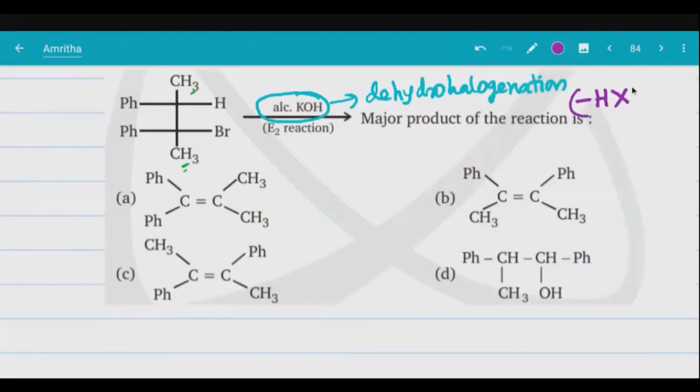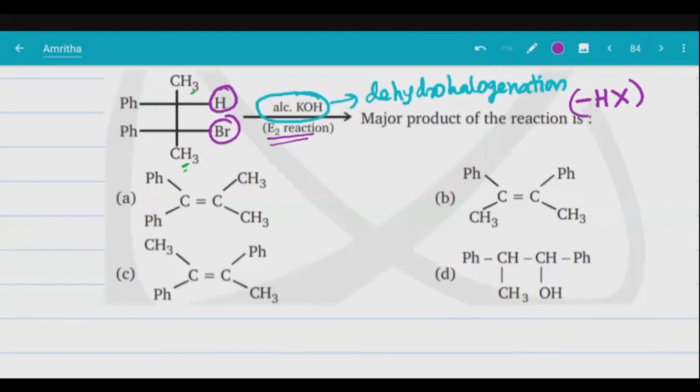minus H and X. So are H and Br on the same side or opposite side? Can anybody tell me? They're on the same side. So now, in an E2 reaction, they must be in opposite directions. But how can we bring this into the opposite direction?